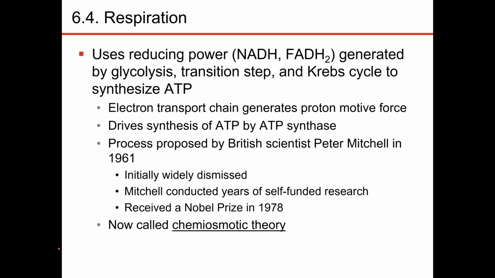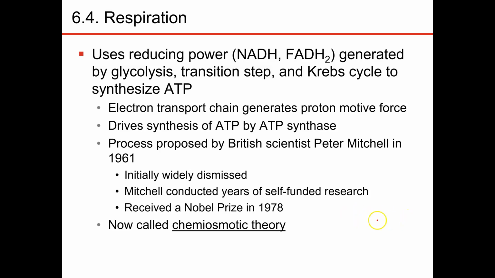In our last step of aerobic respiration, we look at the electron transport chain. So the ETC, or electron transport chain, uses the reducing power of NADH and FADH2 to produce ATP. Now, we produced NADH and FADH2 in glycolysis, transition, and the Krebs cycle. So the electron transport chain then produces a proton motive force that drives the synthesis of ATP.